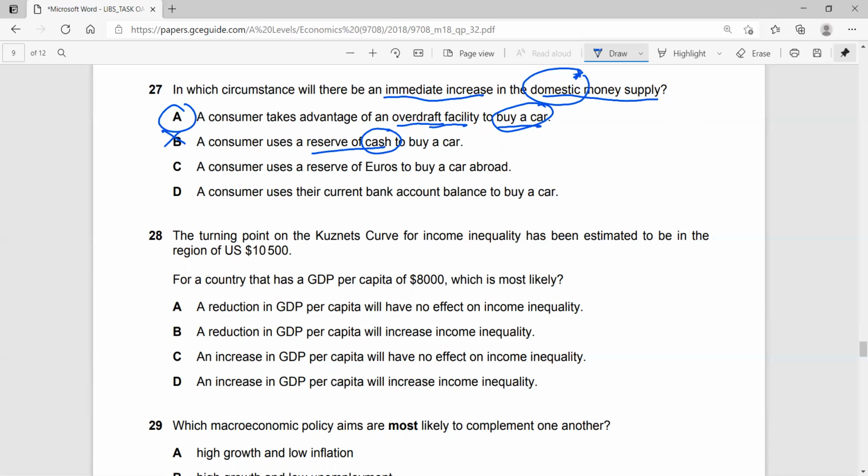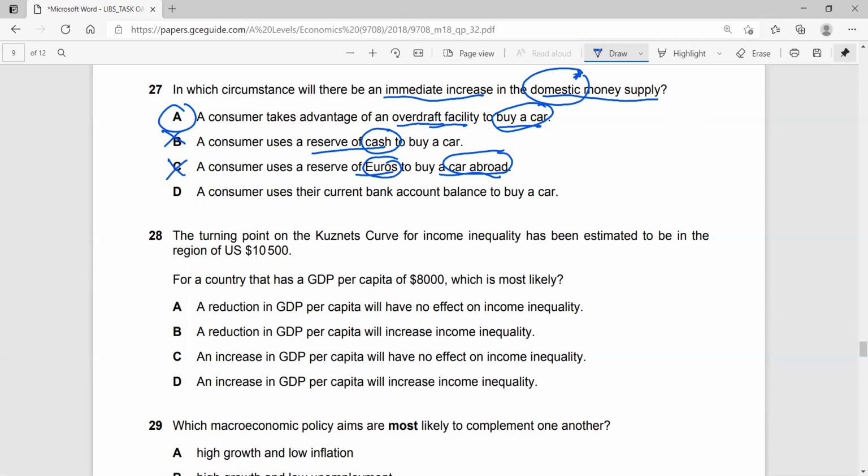A consumer uses a reserve of euros to buy a car abroad. I mean, if you're buying a car abroad, then who cares? Because it's going to affect their money supply. It's definitely not going to increase the domestic money supply. Let's suppose you're in Europe, in France, for example, and you use euros to buy a car abroad. If anything, that's reducing the domestic money supply, not increasing it. It's increasing the money supply of whichever country you're buying the car from.